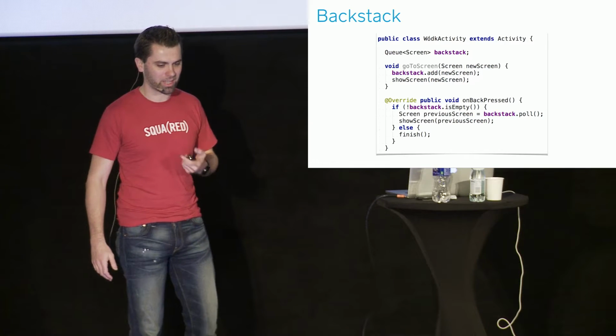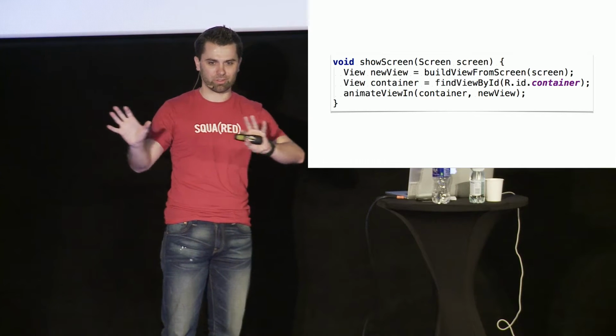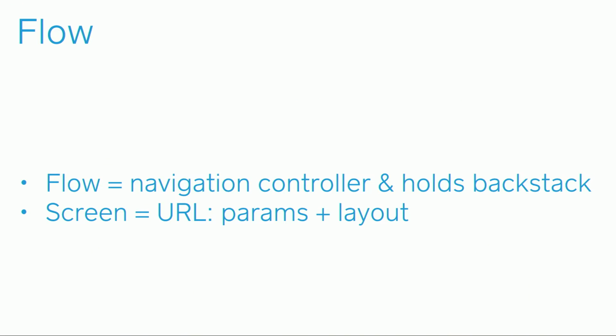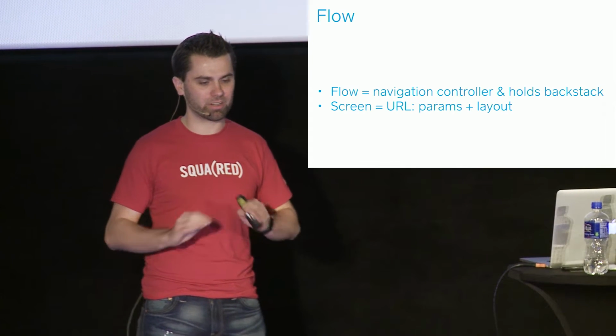So really implementing that is not so hard. And then show screen, I'm not showing the details here, but the idea is I create a new view and attach it to a container, and then I animate that view in to make a nice and smooth transition. So we built Flow for that. Flow is basically the code you just saw previously, but wrapped with a few nice things, but it's very simple.